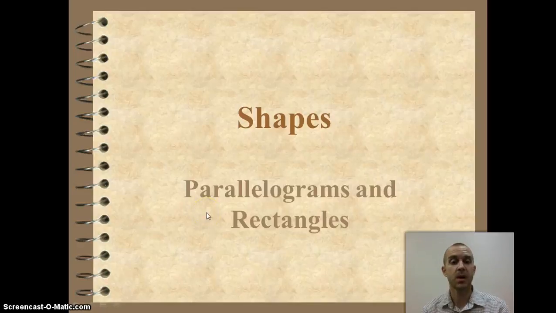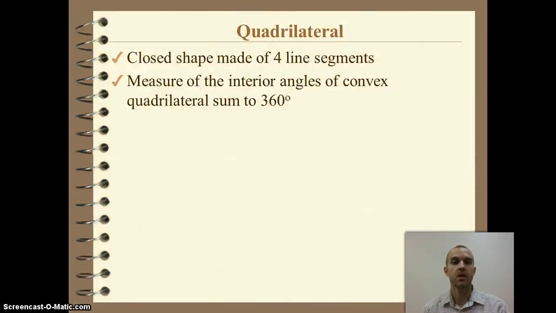In this video, we'll discuss parallelograms and rectangles. Now first, what's a quadrilateral? A quadrilateral is any shape made of four line segments. So this can be concave or convex, although primarily we deal with convex quadrilaterals because the sum of their interior angles is 360 degrees.